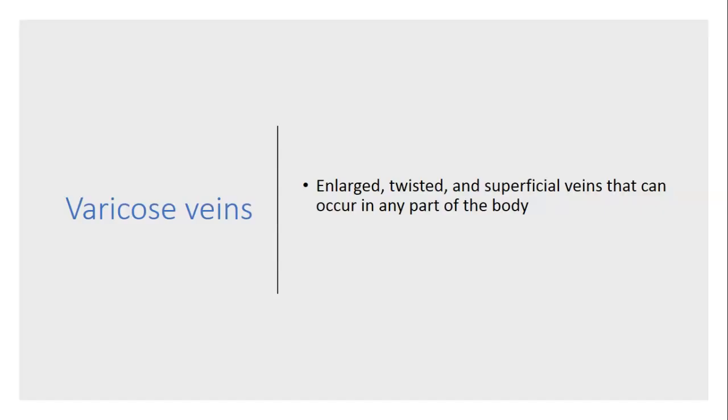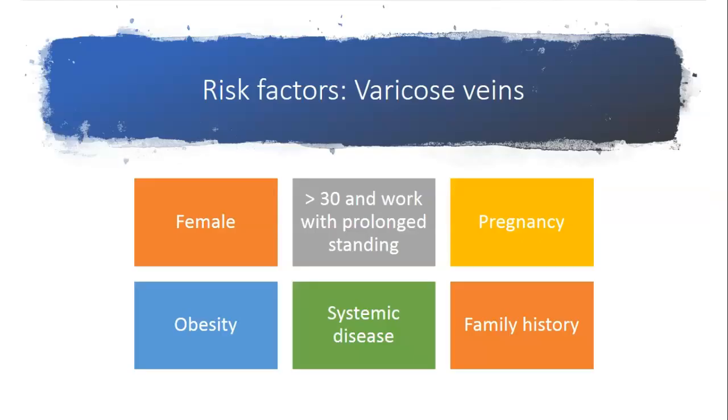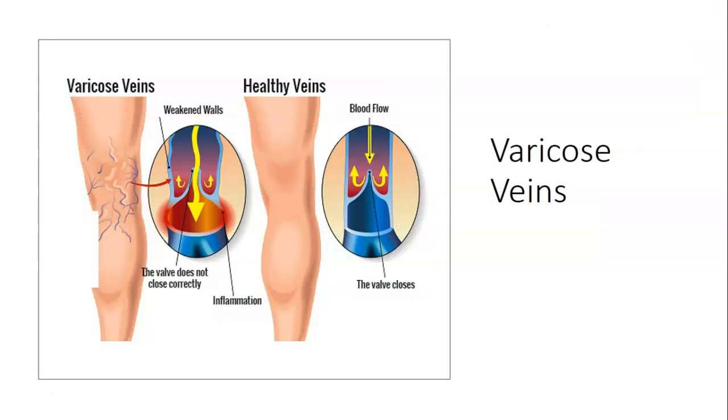So when we talk about varicose veins, it's basically enlarged, twisted, and superficial veins that can occur basically in any part of the body. A lot of folks will see them in the lower extremities. Risk factors: females, those who are over 30 and work with prolonged standing, nursing in particular, pregnancy, obesity, systemic disease, and it does seem to run in families. Varicose veins, this is a good picture. It shows you how the walls become weakened, the valves do not close correctly, and there causes some inflammation compared to a healthy vein.